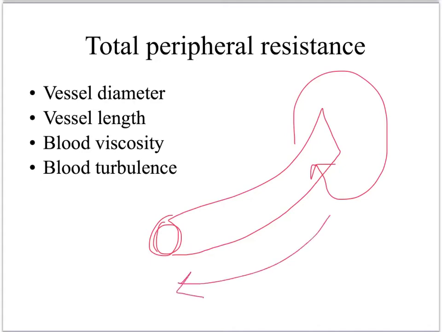Okay, lengthwise, if you have a water hose that's 100 feet versus one that's 6 feet, you're going to have a lot less pressure out of the long one than you will the short one.